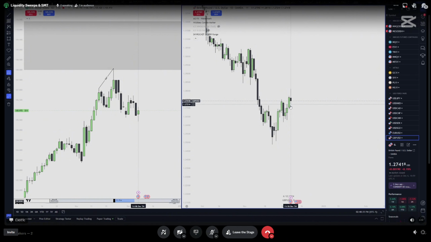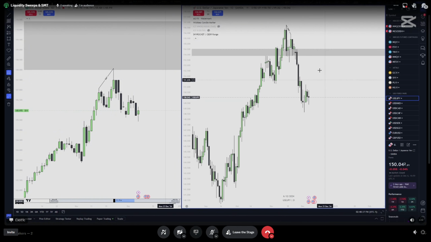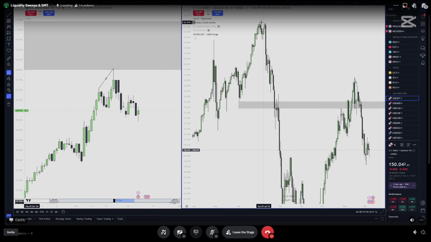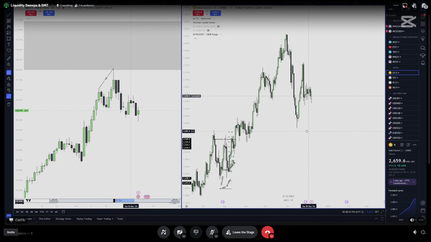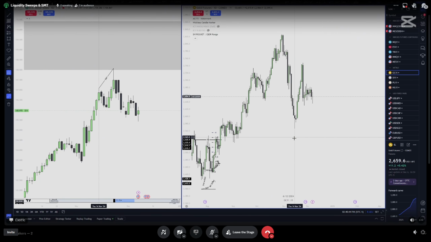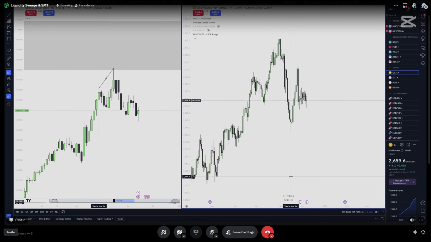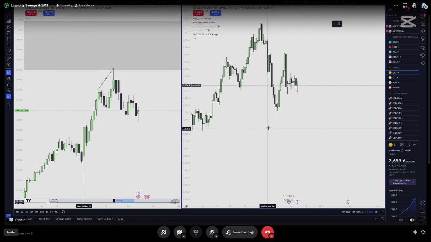Okay, any questions about any of this? The body SMT, the body liquidity sweep on Forex, any of that? Okay, this is actually a good example here. Gold, again, inversely correlated.